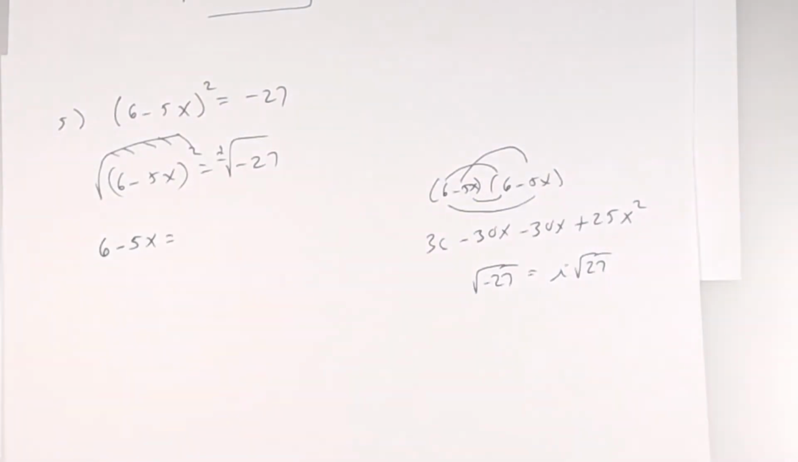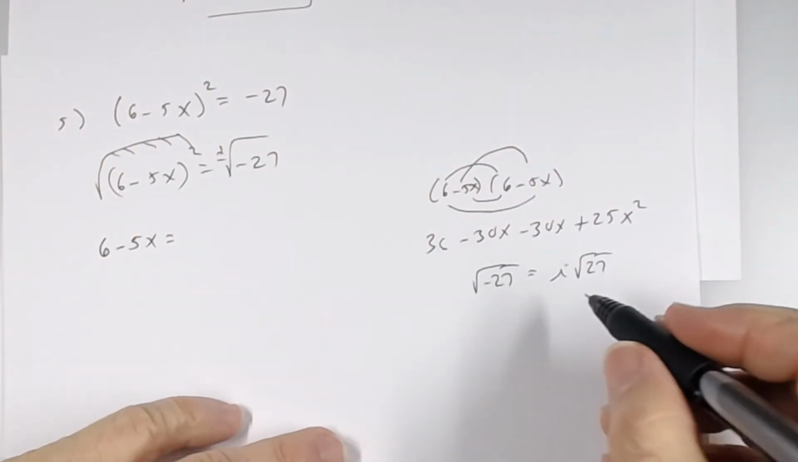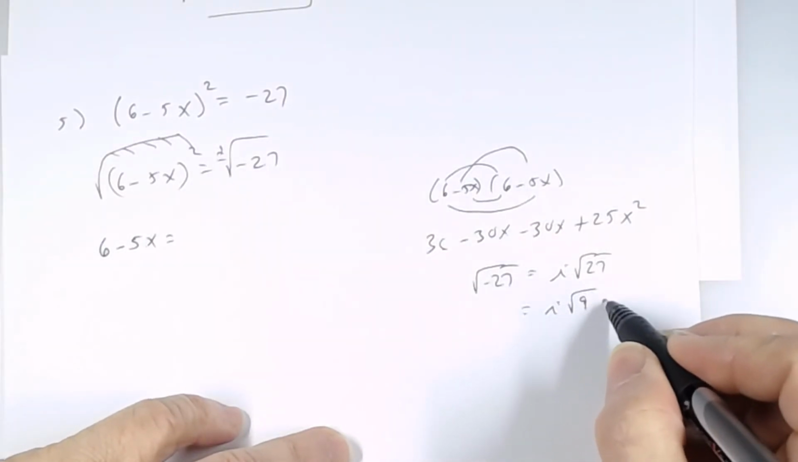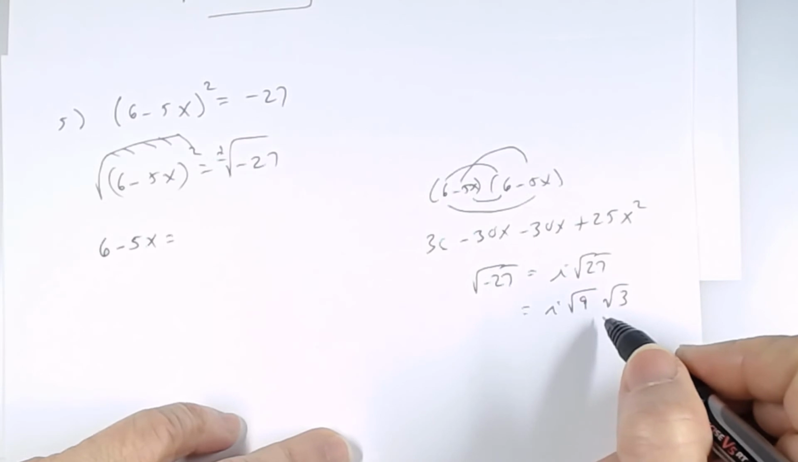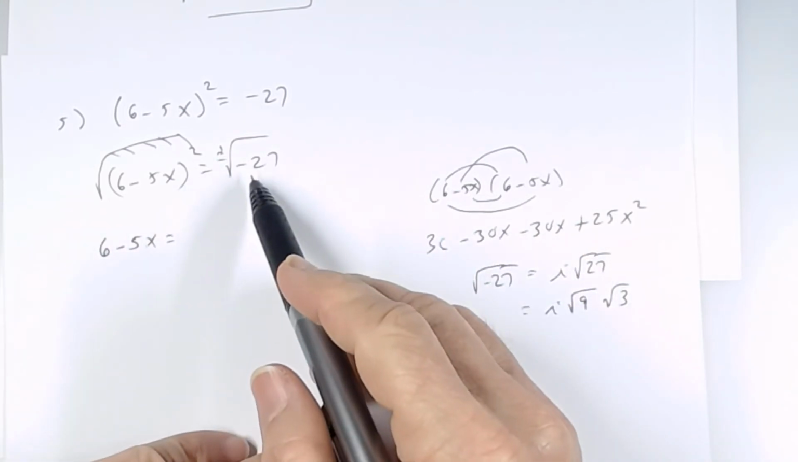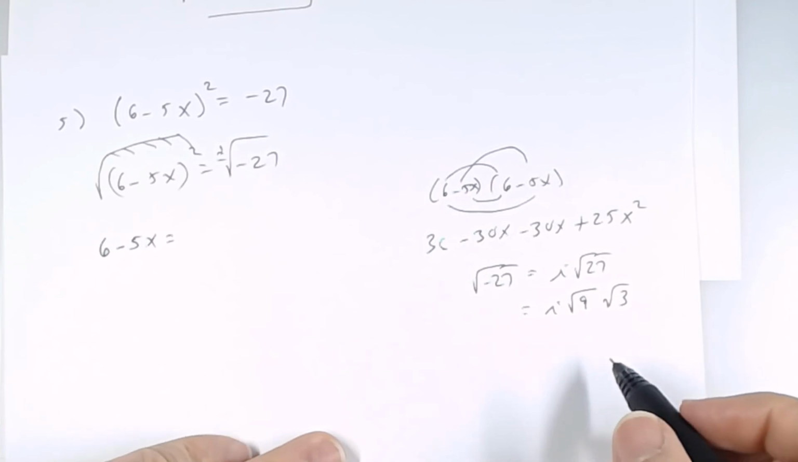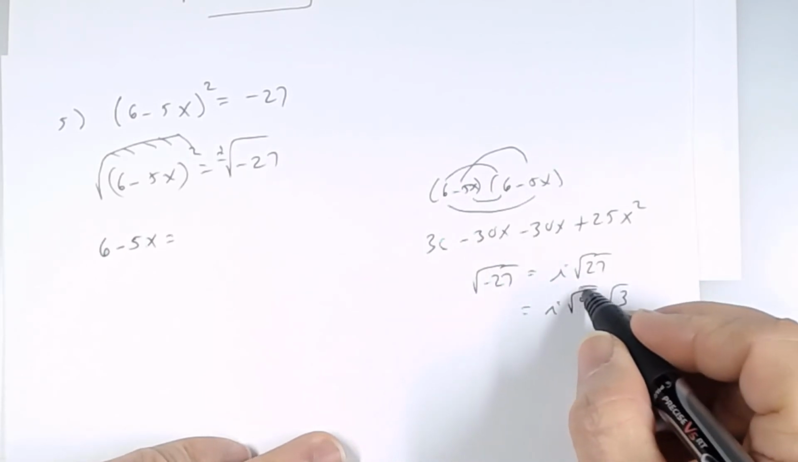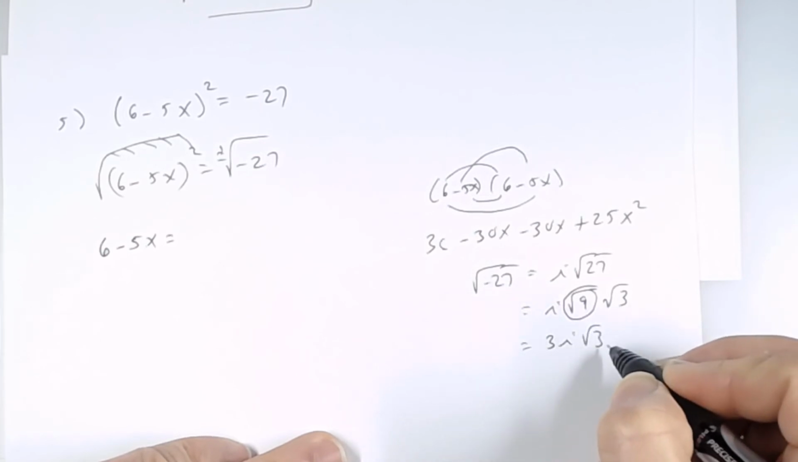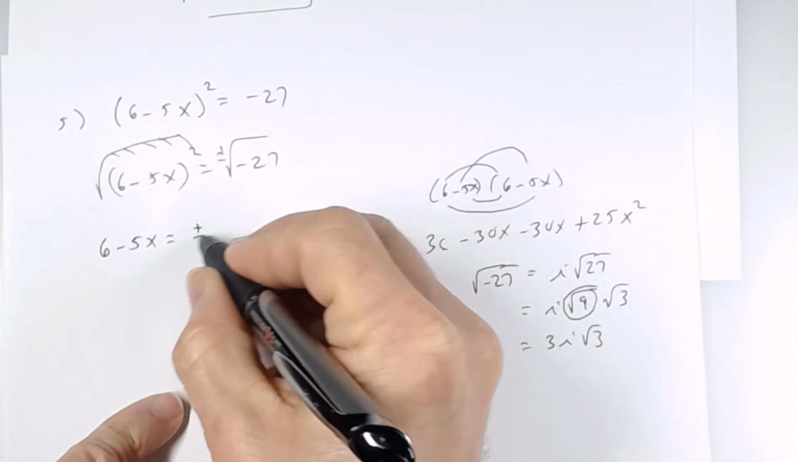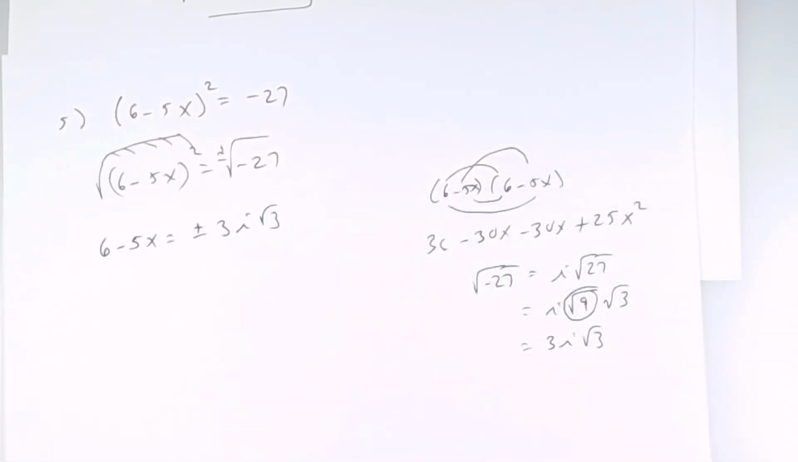All right, now let's go about 27. What's the largest perfect square that goes into 27? 9. So I can write this as 9 times 3. So i times the square root of 9 times the square root of 3, because of the square root of a negative number. What's the square root of 9? 3. So you agree that's 3i square root of 3? That goes here: plus or minus 3i square root of 3. Two more steps and you're done.